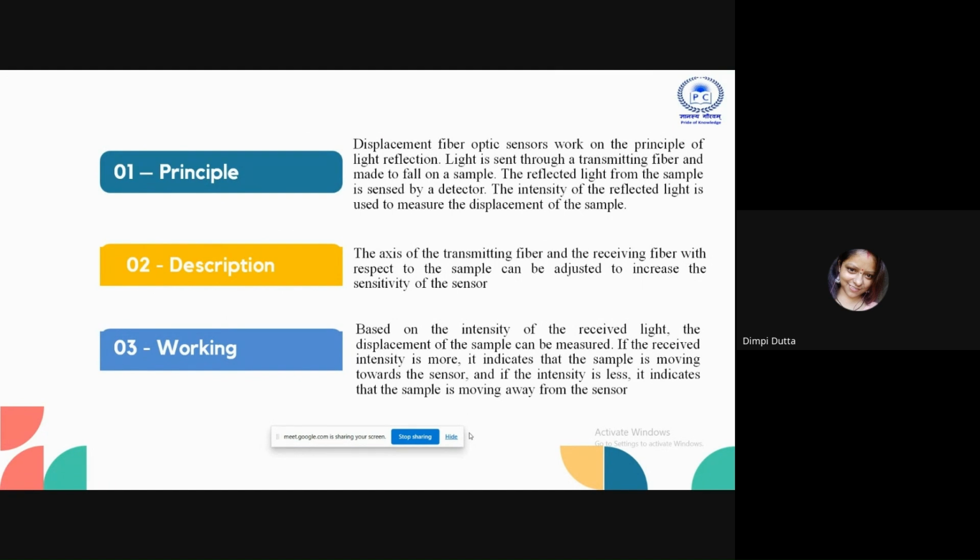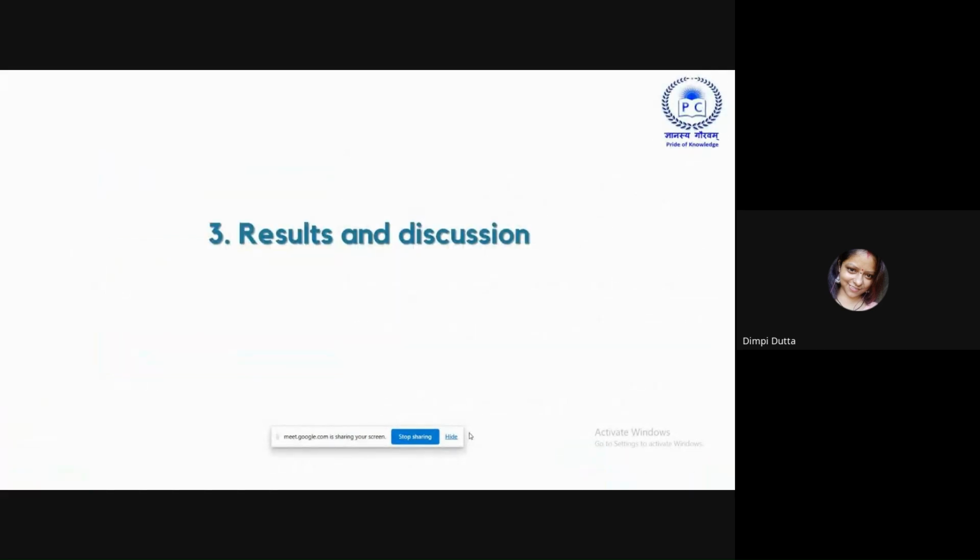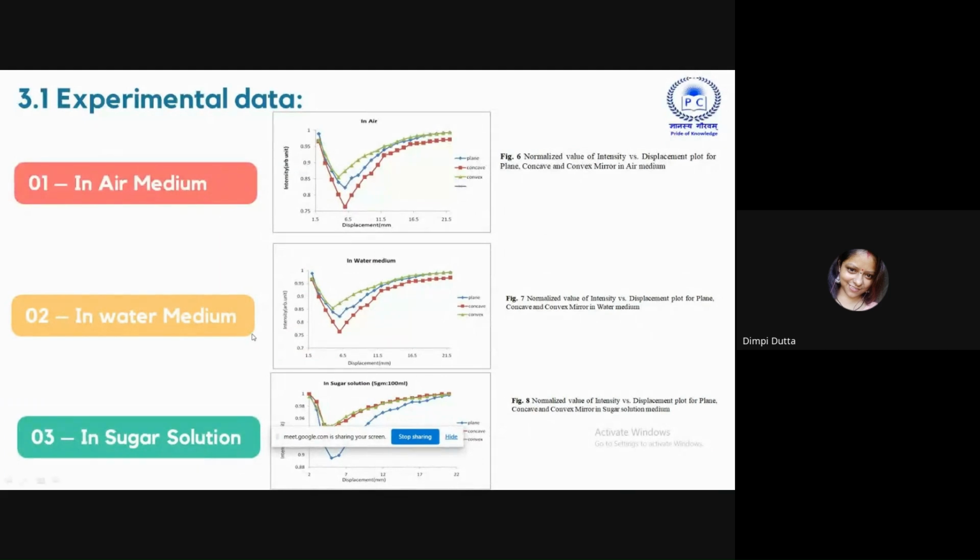The intensity is the main factor, which is basically the information we are collecting, and if the intensity is maximized, we can say that the setup is working properly to detect the intensity of our sensing setup. So these are the results that we have observed in the air medium.